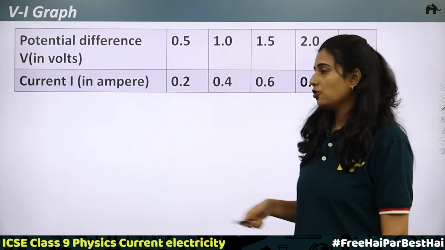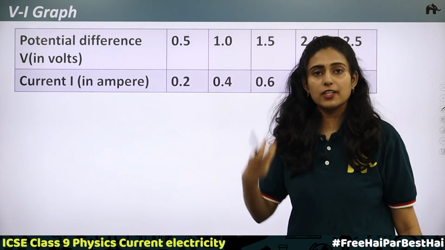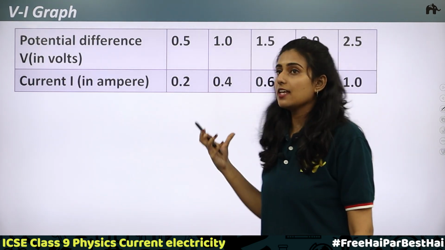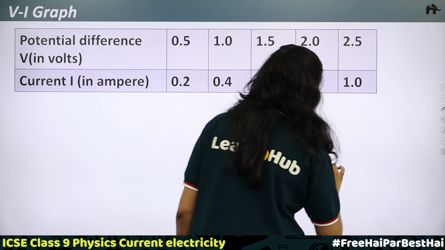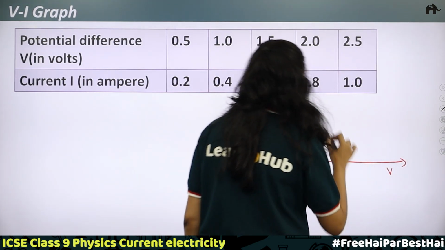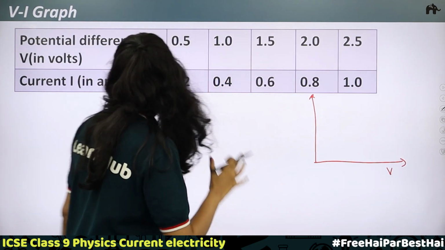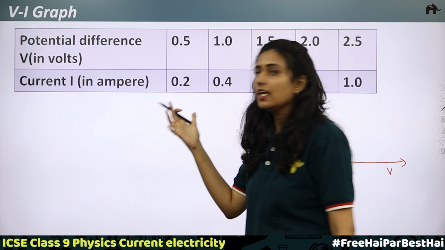VI graph. According to Ohm's law, the potential difference and current are directly proportional. When current increases, potential difference also increases. So here we can plot a graph between the potential difference and current. Potential difference is taken along the x-axis and the current is taken along the y-axis. Some values are taken, so these values for potential difference and current are noted. Current values can be noted using an ammeter.